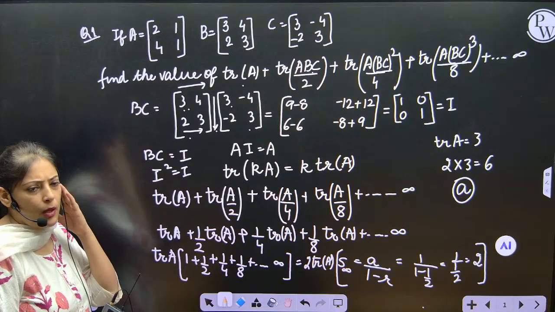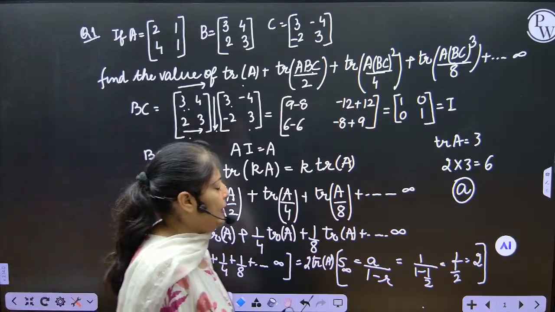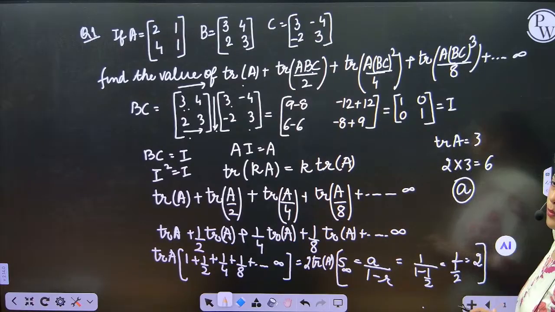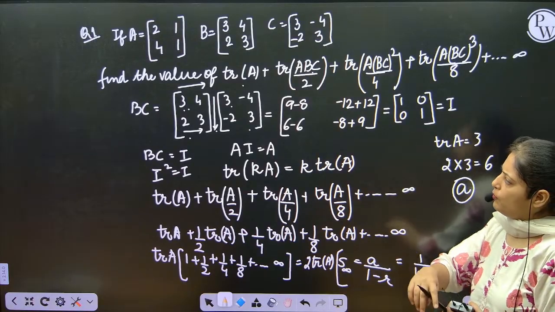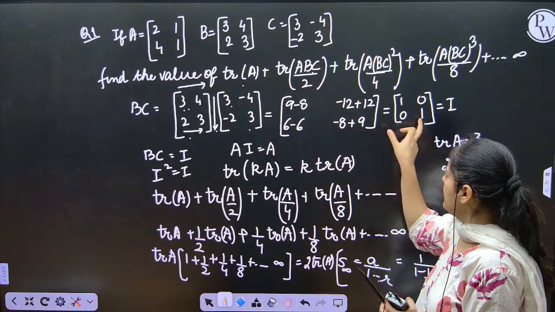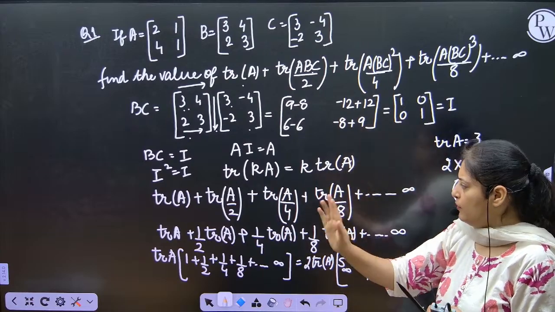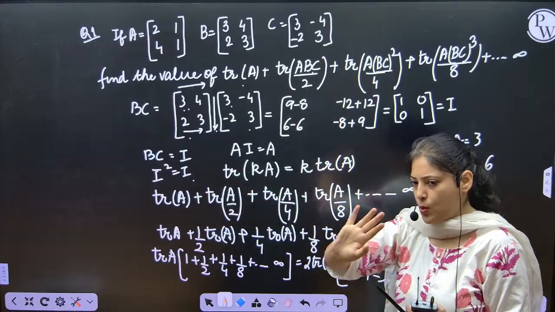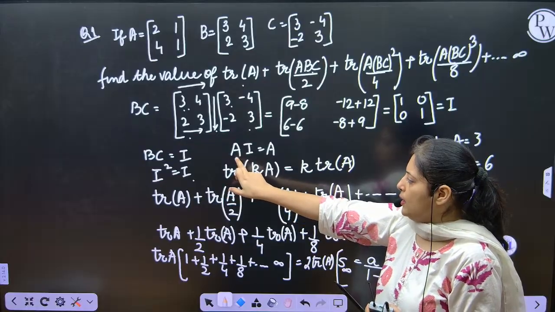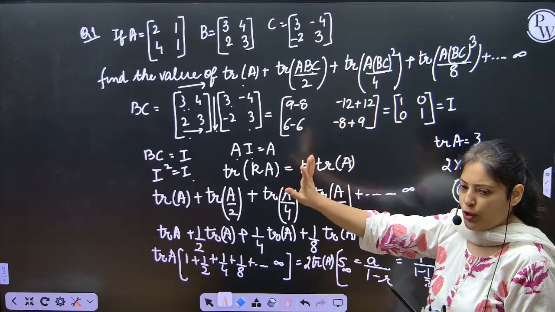This was a JEE Mains question. In some year it was asked, and I hope this concept is clear to you. So what I have done in this question: first I found the product of B and C. I got one matrix, and that matrix was coming out to be identity. Identity raised to anything will remain identity only. This was the first concept. Then the second concept I used was that any matrix multiplied with identity gives the original matrix only.